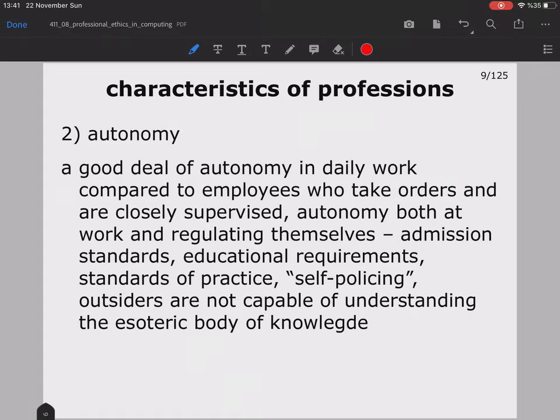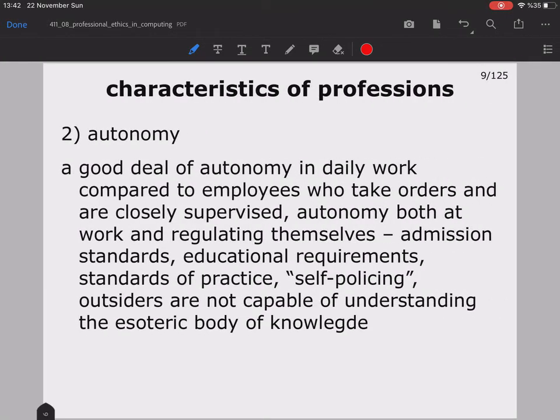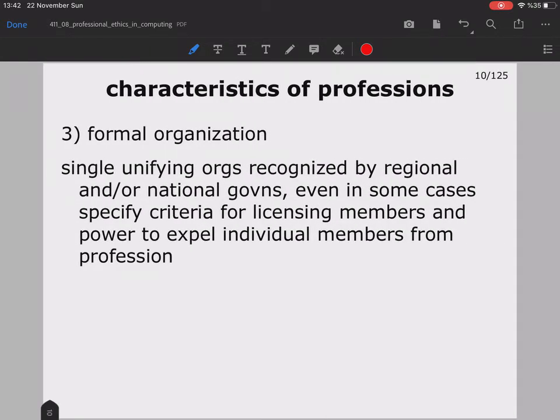And they can put some standards of practice, for example, and they will be self-policing themselves, where outsiders, the people who do not belong to that profession, are not capable of understanding the esoteric body of knowledge that we discussed a few moments ago. That's the idea, that's the autonomy of professions.